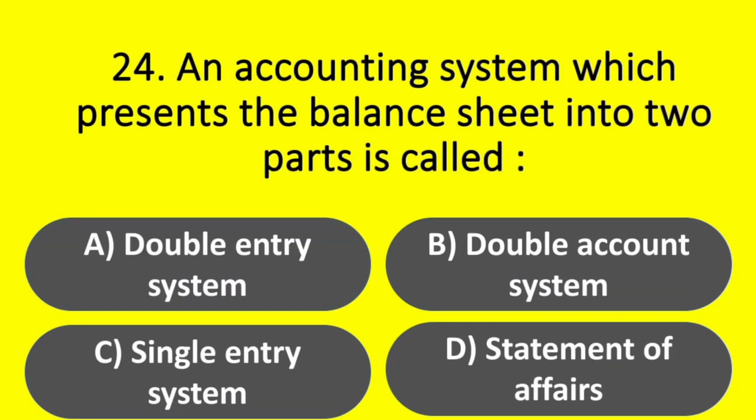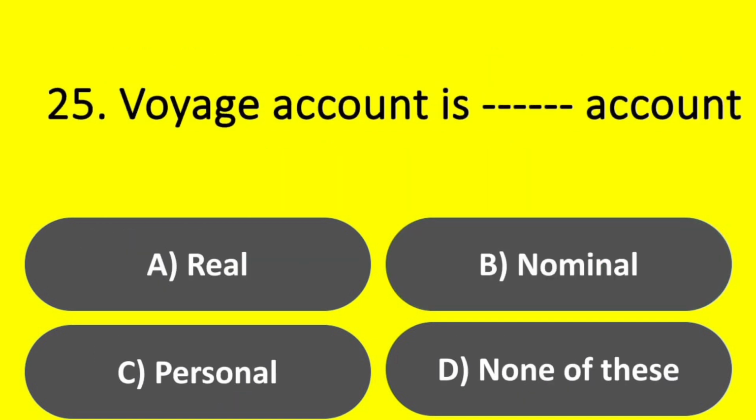An accounting system which presents the balance sheet into two parts is called: option A, double entry system; option B, double account system; option C, single entry system; option D, statement of affairs. Answer: option B, double account system. Question. Voyage account is a dash account: option A, real; option B, nominal; option C, personal; option D, none of these. Answer: option B, nominal.